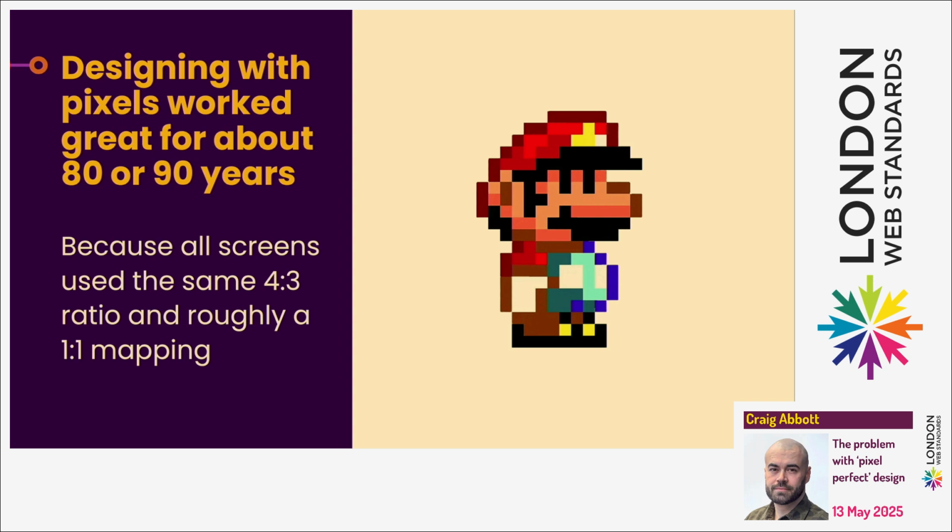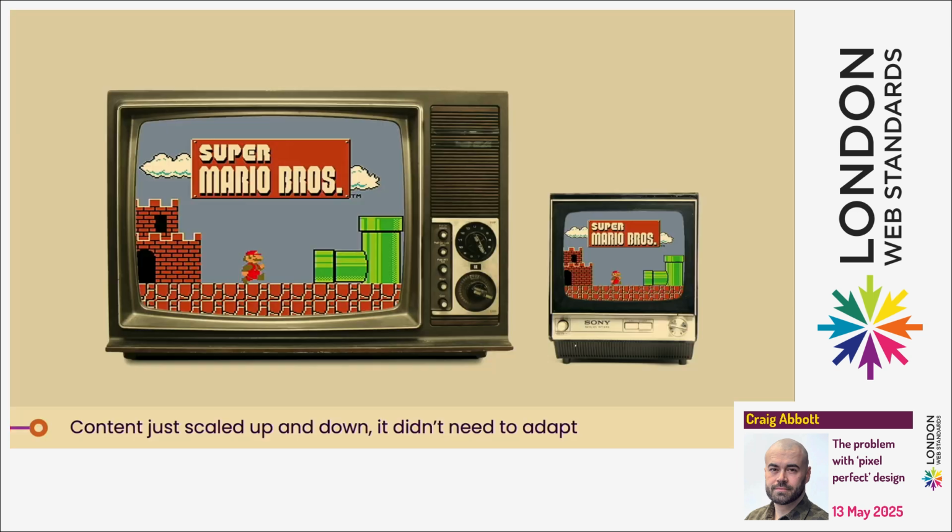And this worked really well for about 80 or 90 years because all screens used the same 4:3 ratio, and there was roughly a 1-to-1 mapping. So when they were firing electrons at the screen, the RGB area was roughly a 1-to-1 mapping. So everything kind of just worked. Content just scaled up and down. It didn't need to adapt. It didn't need to reflow. It didn't need to do anything. If you put it on a small telly or a big telly, it just looked the same but bigger.